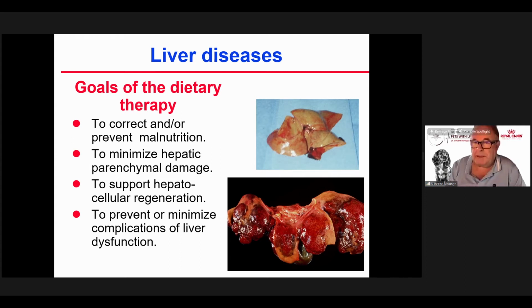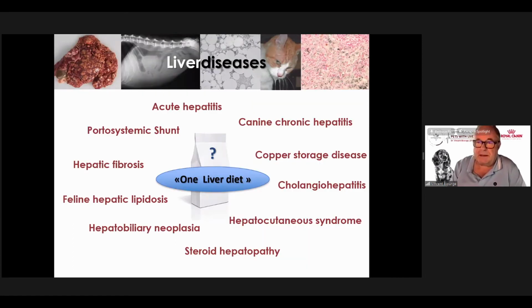As you know, there are many liver diseases, and of course, one diet will not fit all those diseases. Some of them are much more common. So the diets that are designed for patients with liver disease are specially formulated for patients with portosystemic shunt, for hepatic fibrosis, for canine chronic hepatitis, copper storage disease. But there are some hepatic diseases like hepatic lipidosis that will not respond very well to such a diet, and I will go into detail over the time of that presentation.